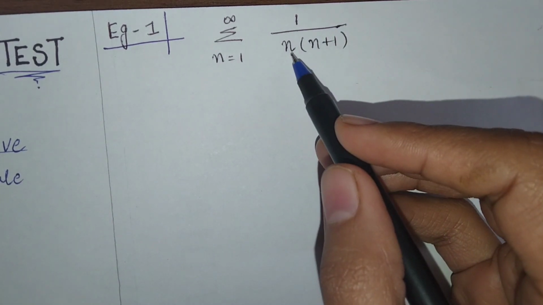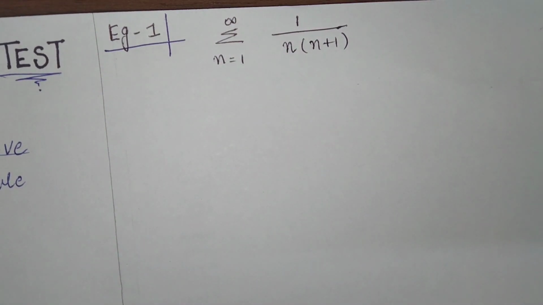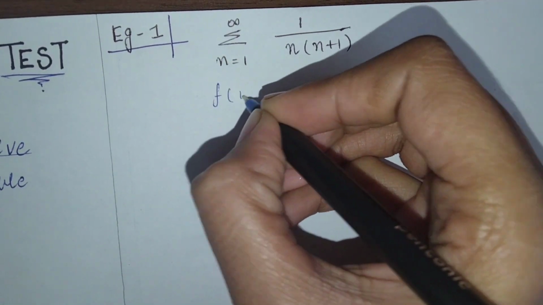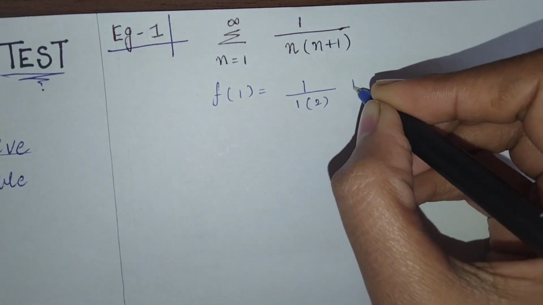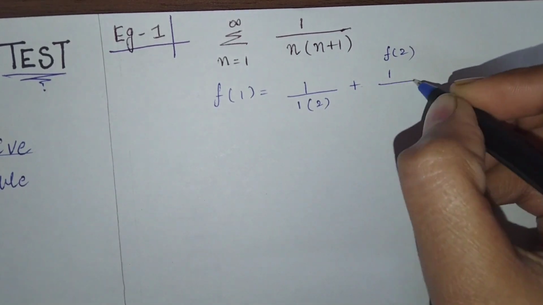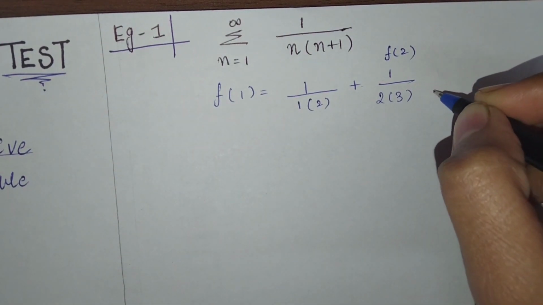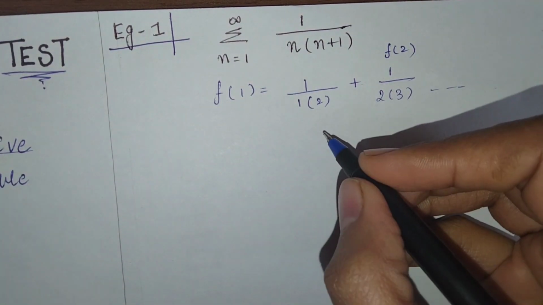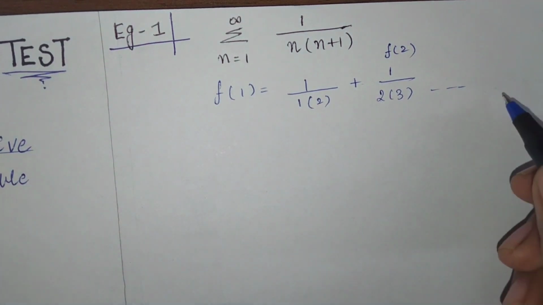Then if we put 2, then we will get 1 by 6. Means its value will keep on decreasing. For example, if I put f1, then it will be 1 into 2, so 1 by 2. If I calculate f2, then it will be 1 by 6, and so on. So its value will keep on decreasing, and all the values are positive.